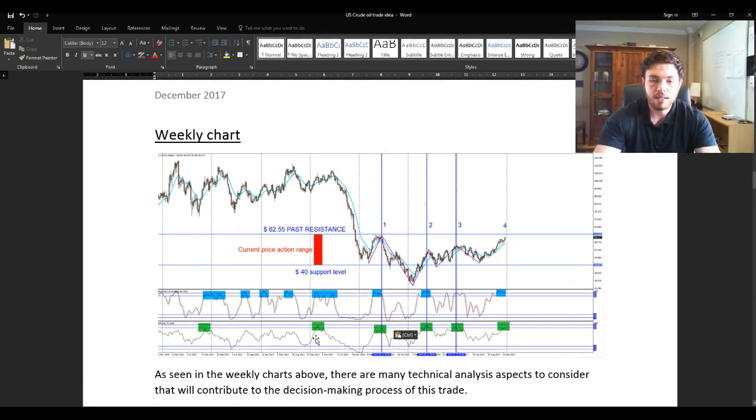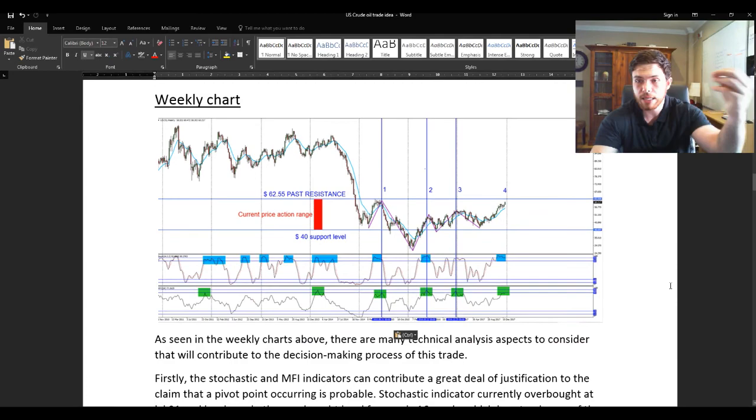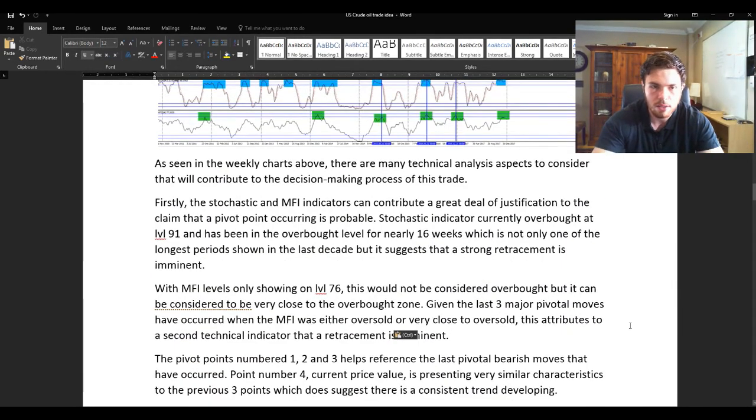So you can see on the stochastic as well, it is also very overbought, and that is obviously going to be another point that the weekly chart is overbought and the monthly chart is overbought on top of it. So as seen in the weekly charts above, there are many technical analysis aspects to consider that will contribute to the decision-making process of this trade. Firstly, the stochastic and MFI indicators can contribute a great deal of justification to the claim that a pivot point occurring is probable.